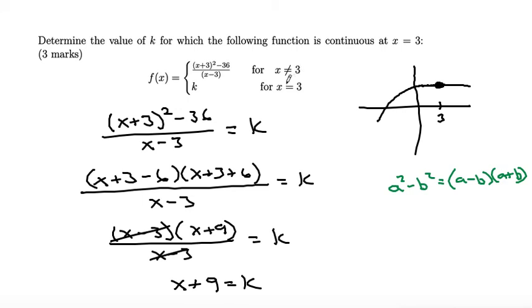Now we can plug in our value of x, which is 3, in for our x value. So 3 plus 9 equals k, or k is equal to 12. So k equal to 12 would fill in our hole in our function and make the function continuous.